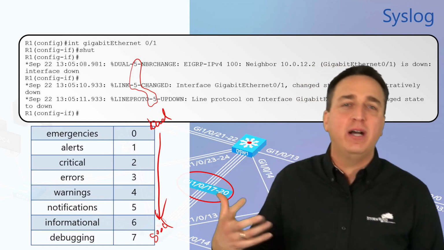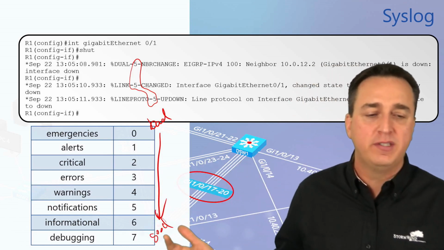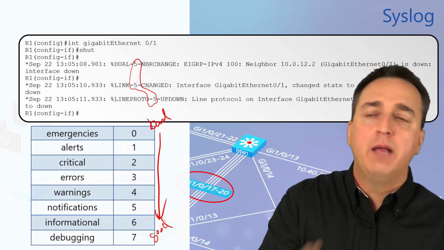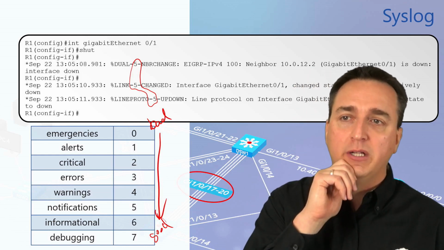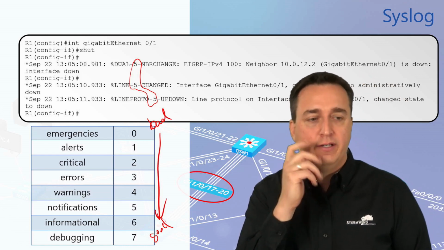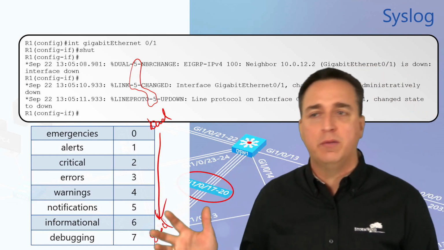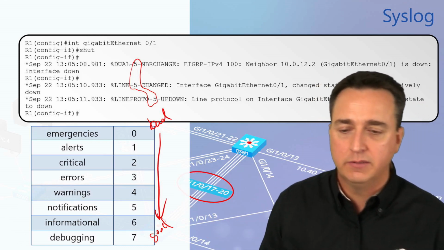Now, I'm not saying debugs are great, because debugs, if used incorrectly, will crash your machine because they can overwhelm the CPU. But a debug is a way that we can get real-time information of things that are happening right now on our device. And you use that typically when you're at your last resort and you really don't know what's going on and none of the show commands are giving you what you need and you're on the phone with Cisco TAC and they ask you to do some debug commands.